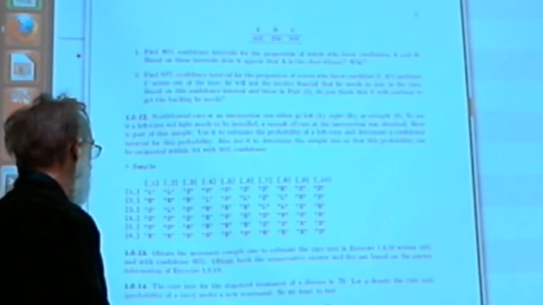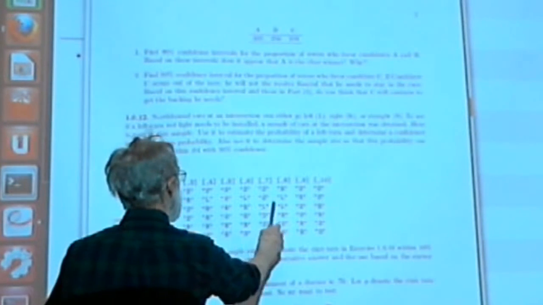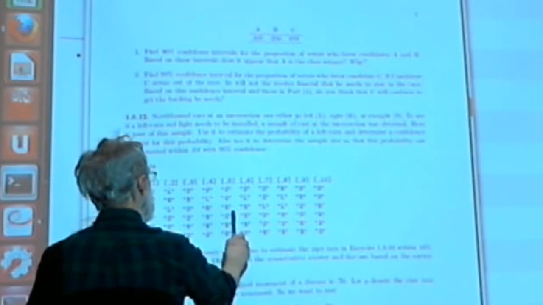So we want to just count the number of go left. I think there are 60 observations, so out of 60, we just have to count the go lefts. Okay, so there's 2, 3, 4, 5, 6, 7, 8. So our estimate is 8 over 60.